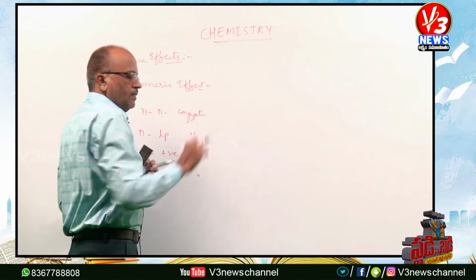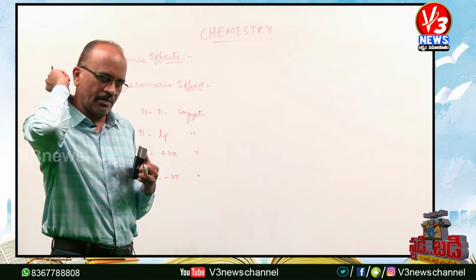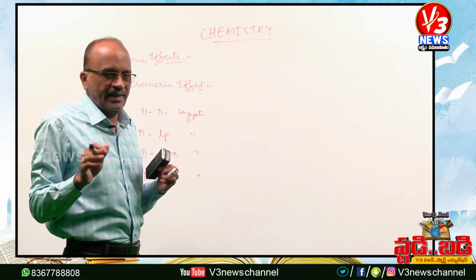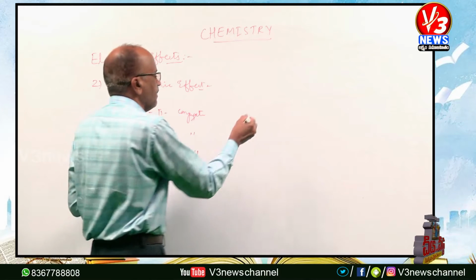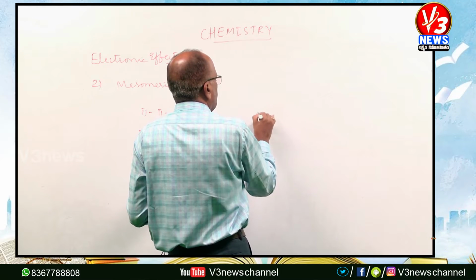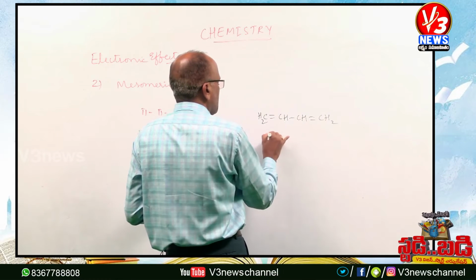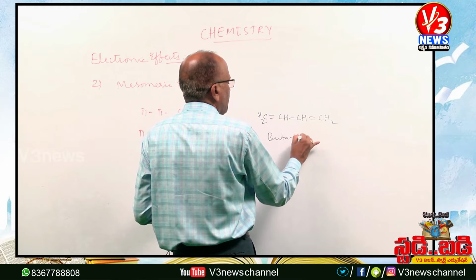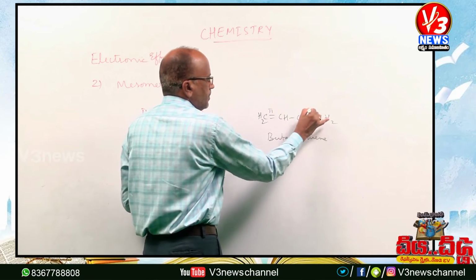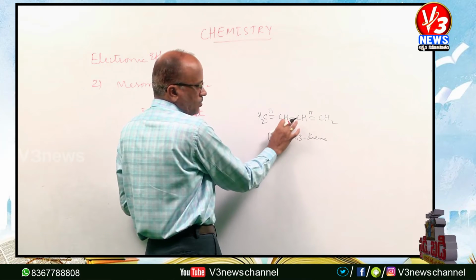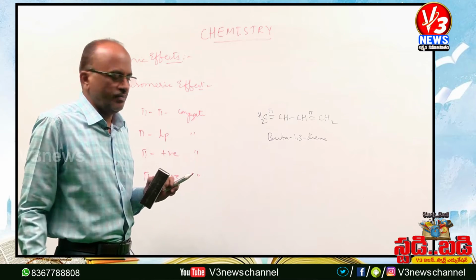Now we will see what this pi-pi conjugation is. Conjugation means if two pi bonds are separated by a single bond, or if two groups are separated by a single bond, then it is called conjugation, like this. So here CH2 double bond CH double bond CH2. This is buta-1,3-diene. Now here is a pi bond, this is a pi bond, and these two are separated by a sigma bond. That's why this is called pi-pi conjugation.